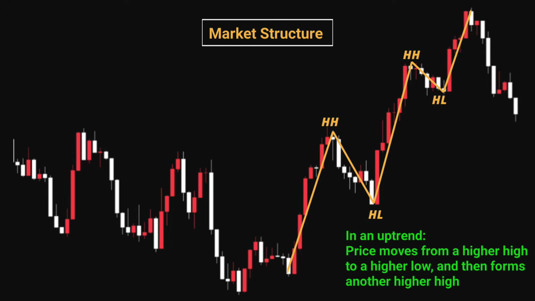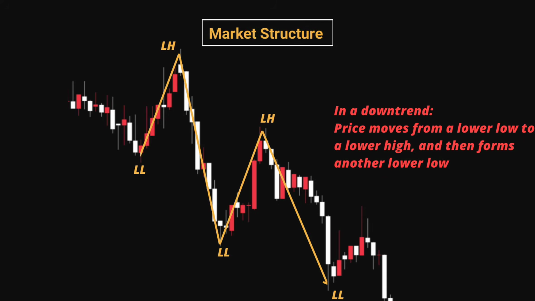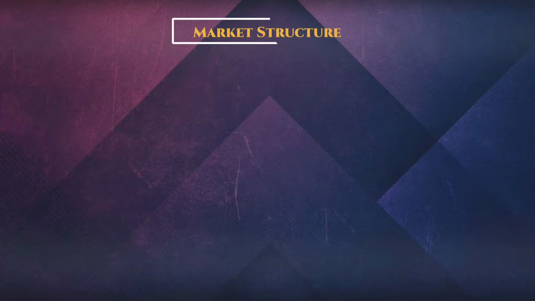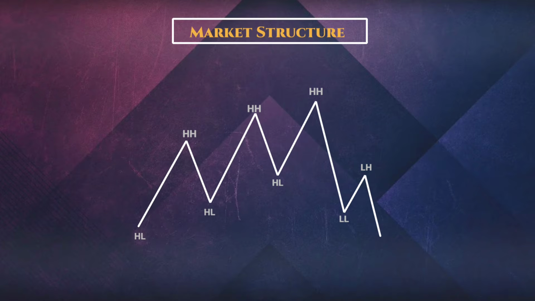Structure before the change. To spot a real change of character, you need to know the structure first. In an uptrend, price goes higher high, higher low, higher high. In a downtrend, price goes lower low, lower high, lower low. These patterns are normal structure, but when the market breaks this structure early, that's when change of character appears. Many traders mix these up. Here's the easiest way to remember.